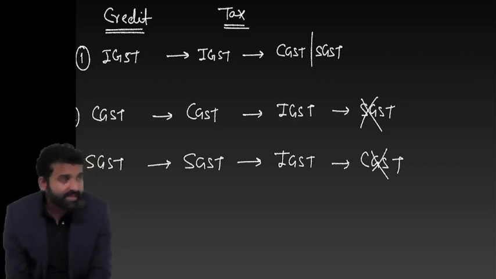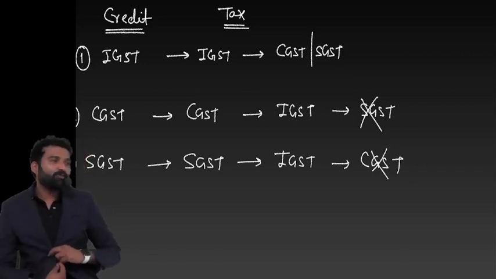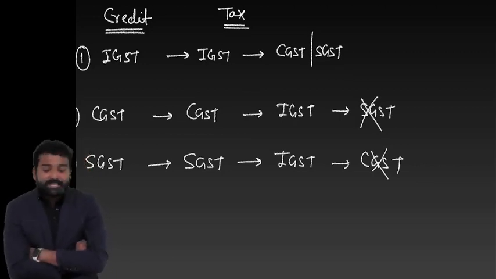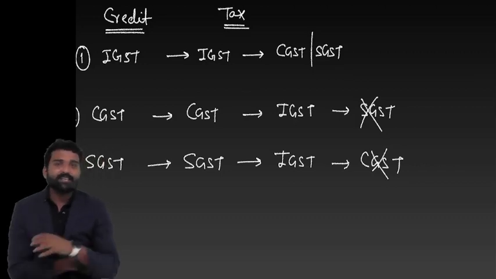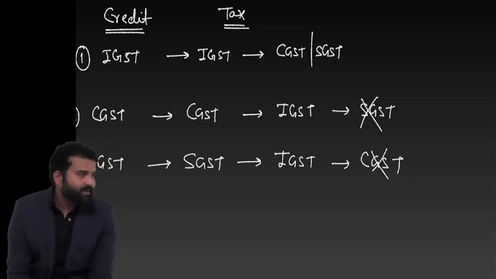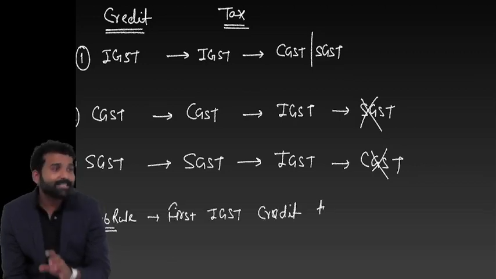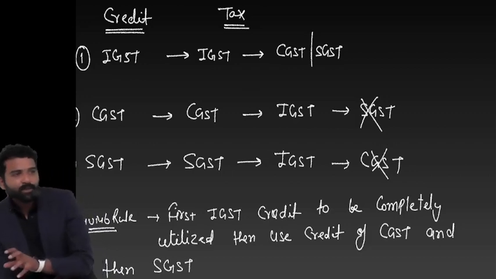Okay. Now, there is one more interesting question asked by all of you. Sir, you told us that this is the blockage. I cannot adjust CGST with SGST or SGST with CGST. Sir, but what about some ranking? Is there any ranking? Yes. Now listen carefully. There is a thumb rule. And for this you have to read the screen very carefully. What is the thumb rule?